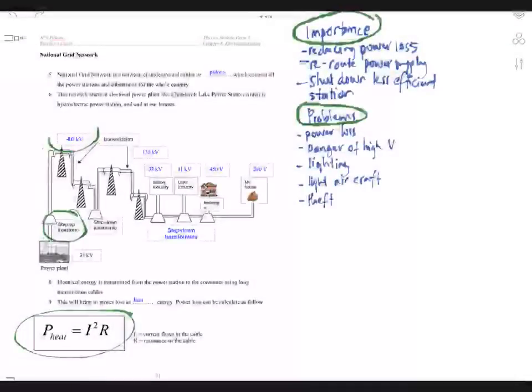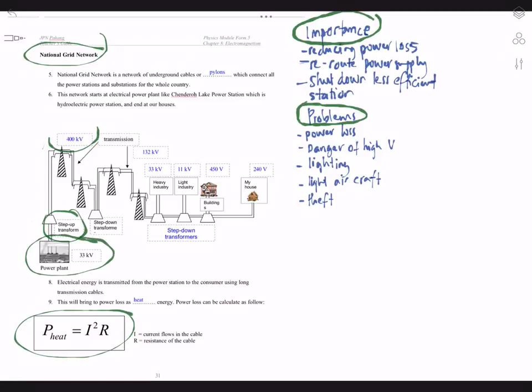Our next topic is the national grid system. Okay, now look at the diagram here. We have a power plant. Here is the power plant, and the voltage produced by the power plant is 33 kilovolt. The power plant can be, for example, a hydroelectric power station, and it can also be a nuclear power station.